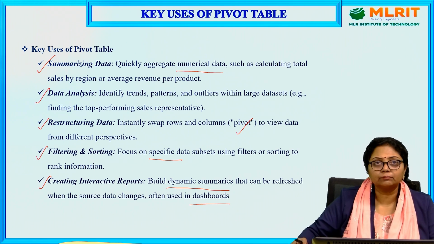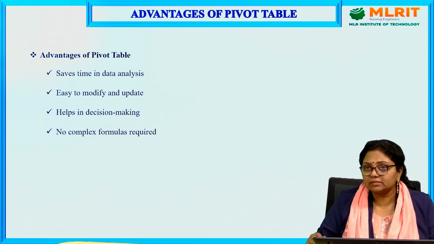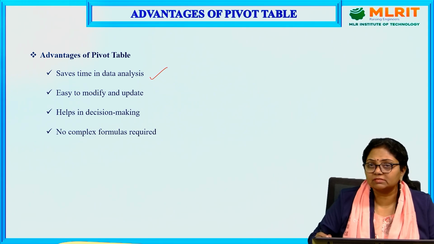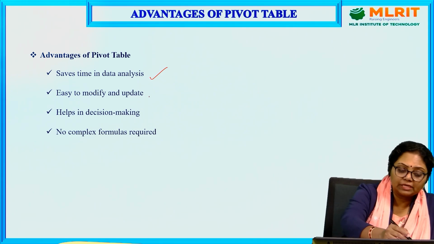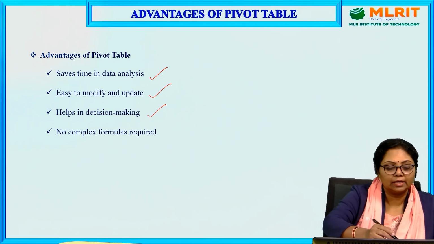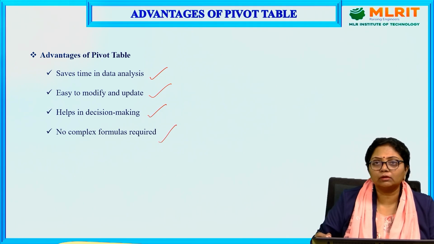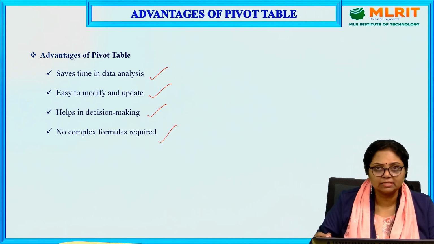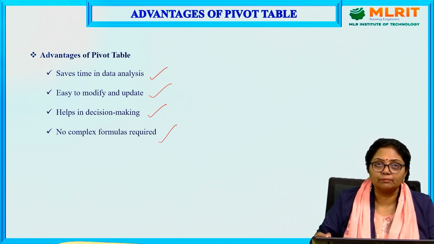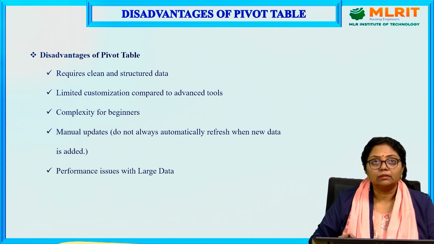Now going forward, what are the advantages? The first and foremost one is that it saves time in analyzing the data. It is very easy to modify and update any kind of data, it helps in decision making, and we don't require any kind of formulas here. So the four major advantages of using a pivot table are: no complex formulas are required, it is very helpful in decision making, we can modify and update it, and it also saves time for analyzing the data.